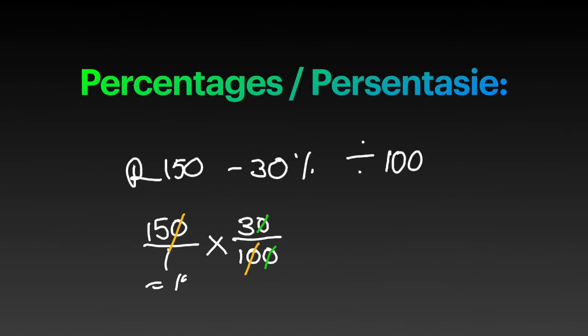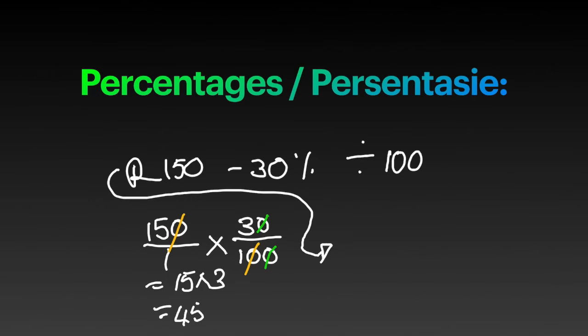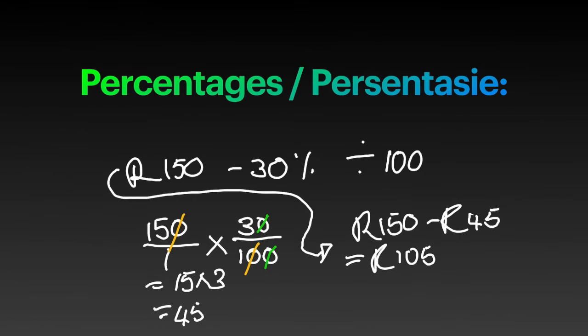So what am I left with? I'm left with 15 times 3. What is 15 times 3? It is 45. So my answer here means 150 minus 45 gee vir my 105 rand. Mama gaan 105 rand betaal. Does that make sense? It works every single time.